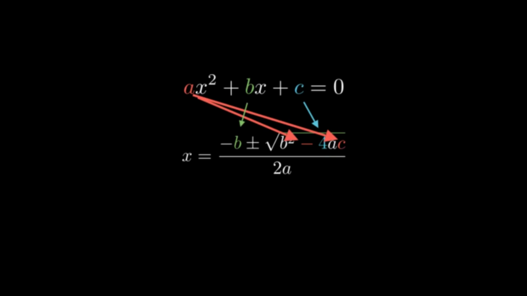Notice how the coefficients from our standard form appear in the quadratic formula. The a appears in the denominator as 2a and also in the term 4ac under the square root. The b appears as negative b in the numerator and as b squared under the square root, and c appears only under the square root as part of 4ac.